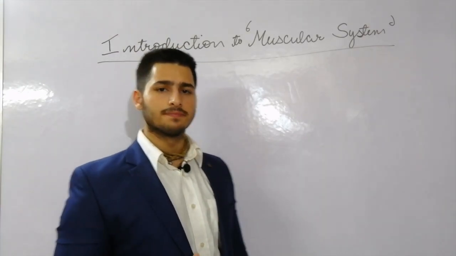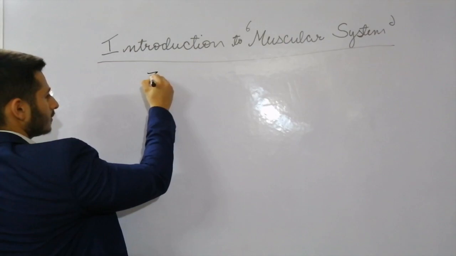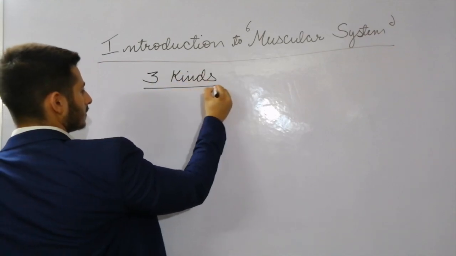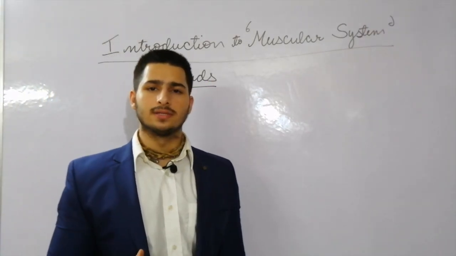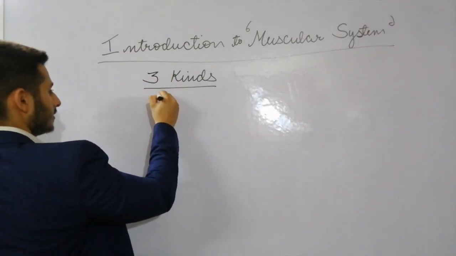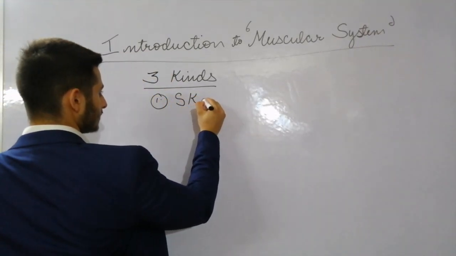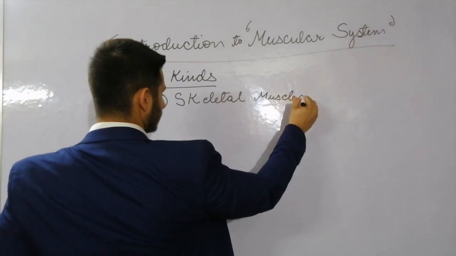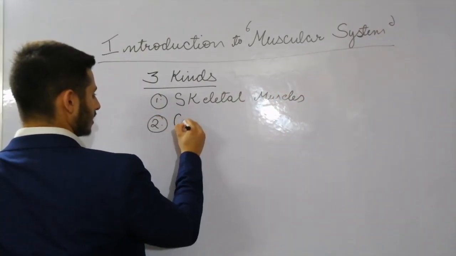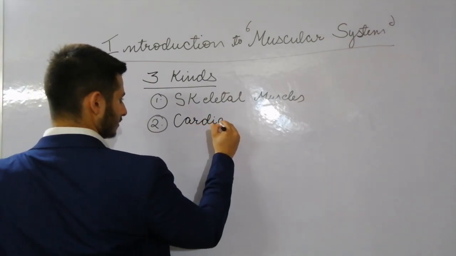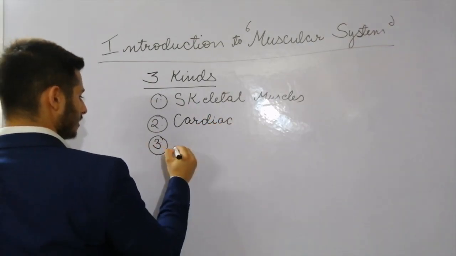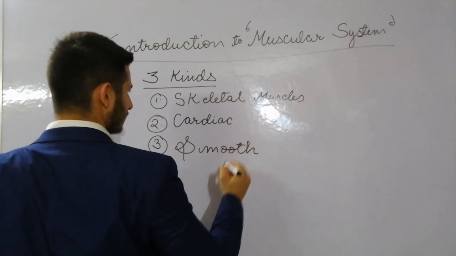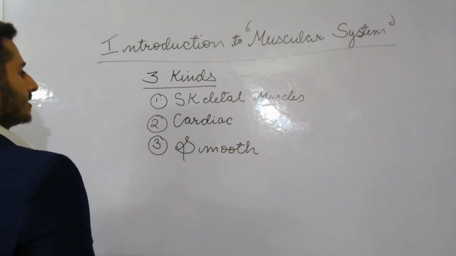Introduction to the muscular system. We have three kinds of muscles in the human body. We have skeletal muscles, cardiac muscles, and smooth muscles. These are the three kinds of muscles in the human body.